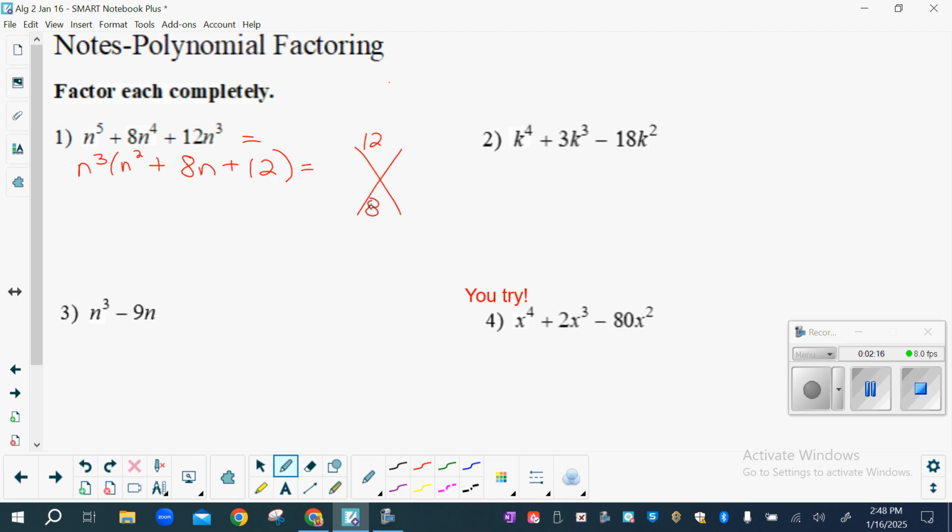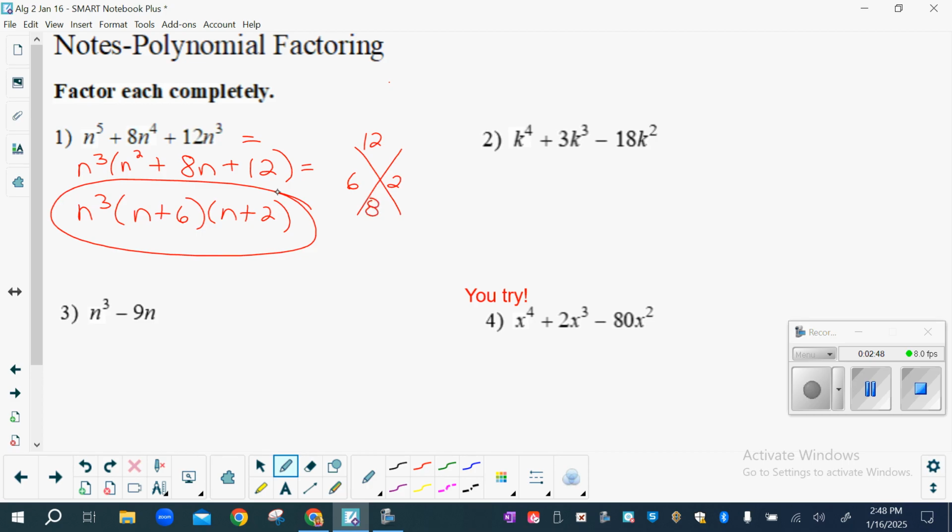So we can't do the x method because that works only if there's an exponent on the x squared, that's a good question. This is a quadratic, and there are going to be some others where there's a certain type of look that's going to use that. Okay. So what multiplies to 12 that adds to 8? 6 and 2. Yes. So n to the third times n plus 6 times n plus 2. And that's your answer.